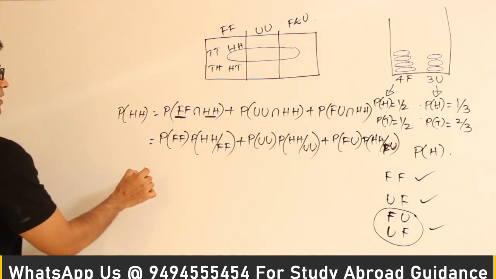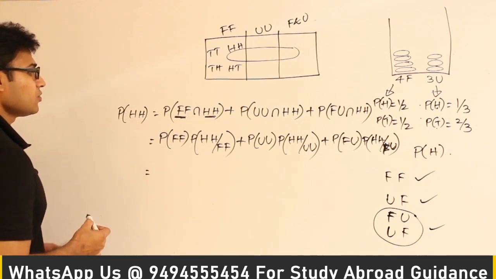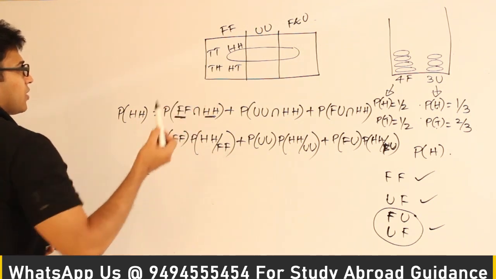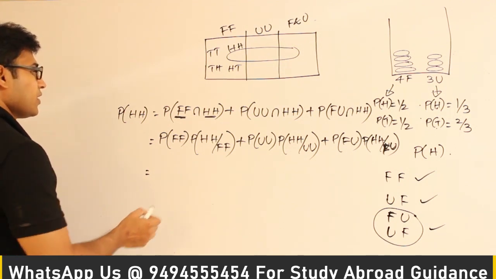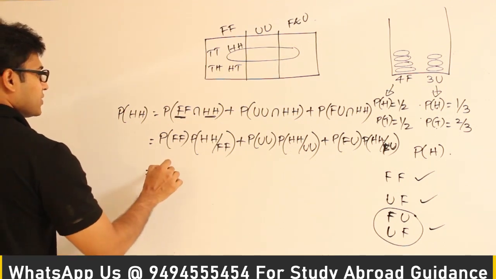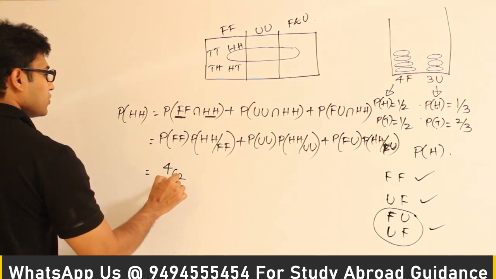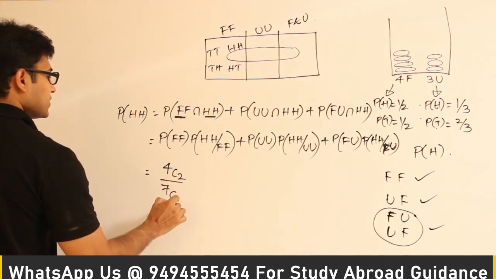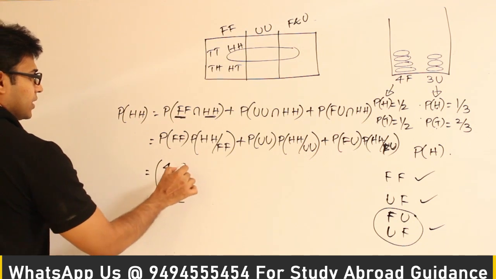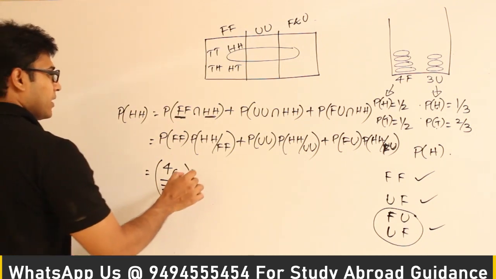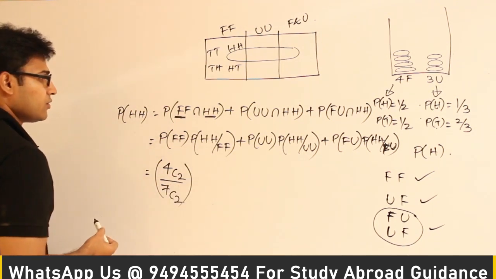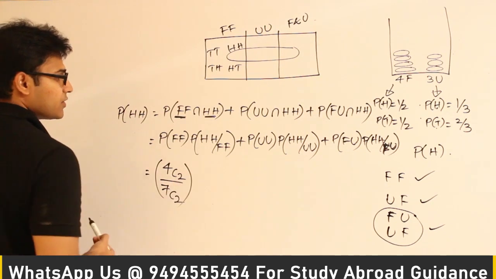Now understand this one. What is the probability of getting two fair coins? Now there are four fair coins out of 7 coins. Therefore the probability of getting two fair coins is equal to 4C2 divided by 7C2, right? This is nothing but what we have seen in permutations and combinations. And then what is the probability of getting two heads given that both the coins are fair?